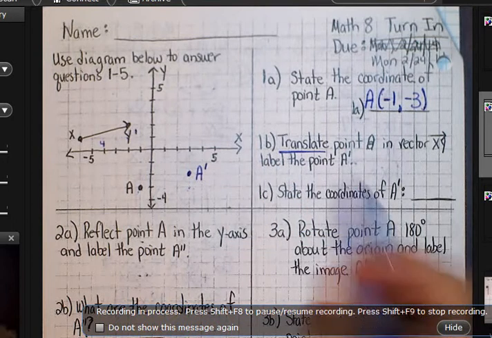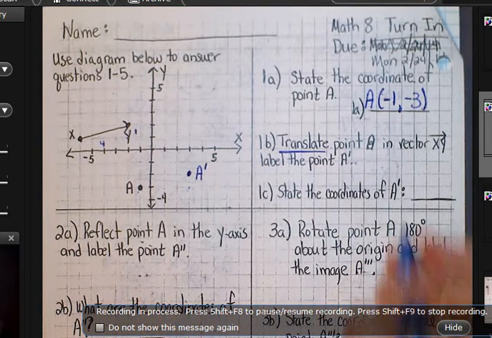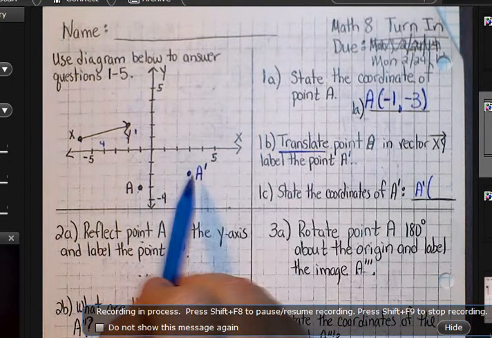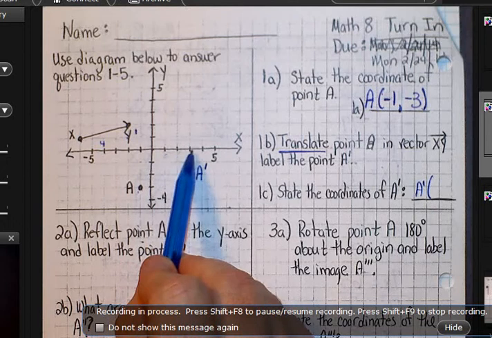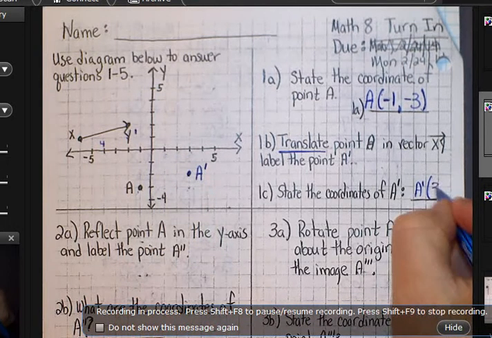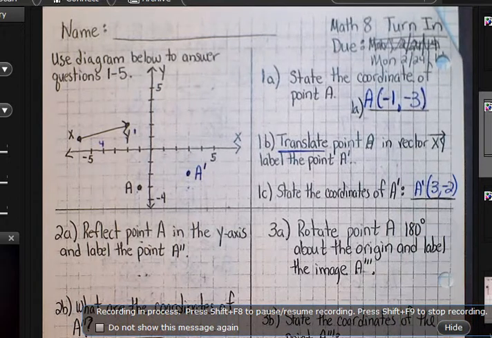And then for 1C, it wants us to state the coordinates. So A prime is going to be, so now we're trying to find out what these coordinates are. 1, 2, 3 in the x, 1, 2, down 2 in the y. 3, comma, -2. Okay.